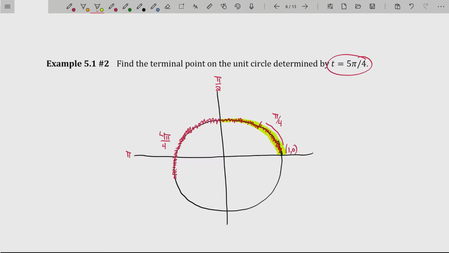If I want to paint 3 sets of pi over 4, well, here's one set of pi over 4, here's a second set of pi over 4, and here's a third set of pi over 4. If I want to paint 4 sets of pi over 4, that's pi, and 5 sets of pi over 4 would get me to there. So that's where my terminal point will land, right there in quadrant 3. Now I have to determine what is that terminal point.